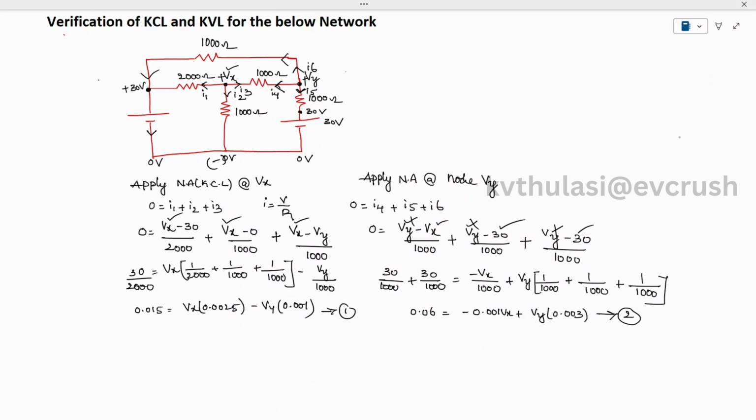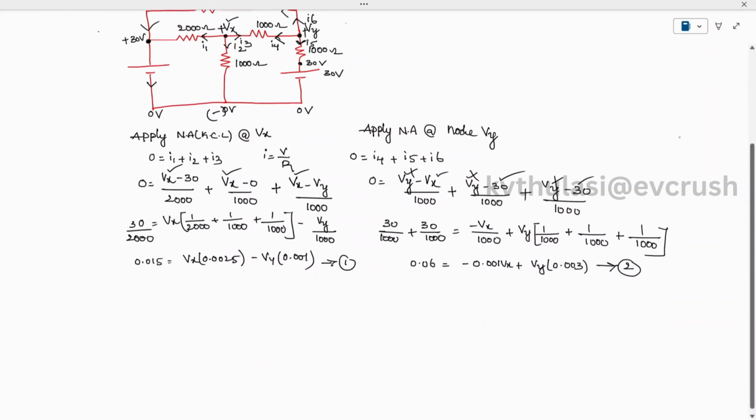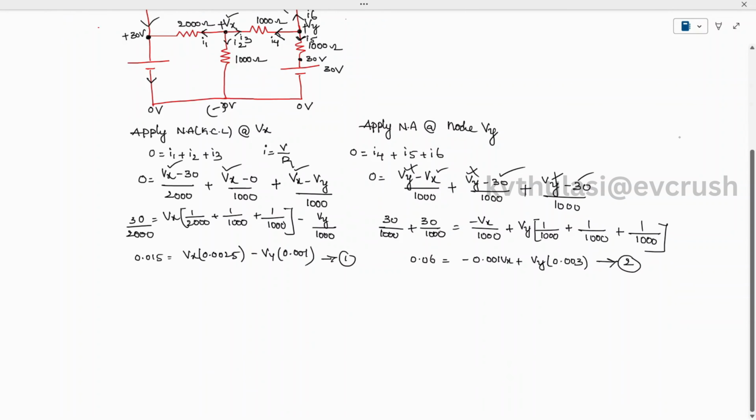So use your calculator and automatically from the calculator we are going to get, solving these two equations, Vx is equal to 16.15 volts and Vy is equal to 25.38 volts. So now let's try to verify whether it is correct or not and whether our equations are satisfied or not.